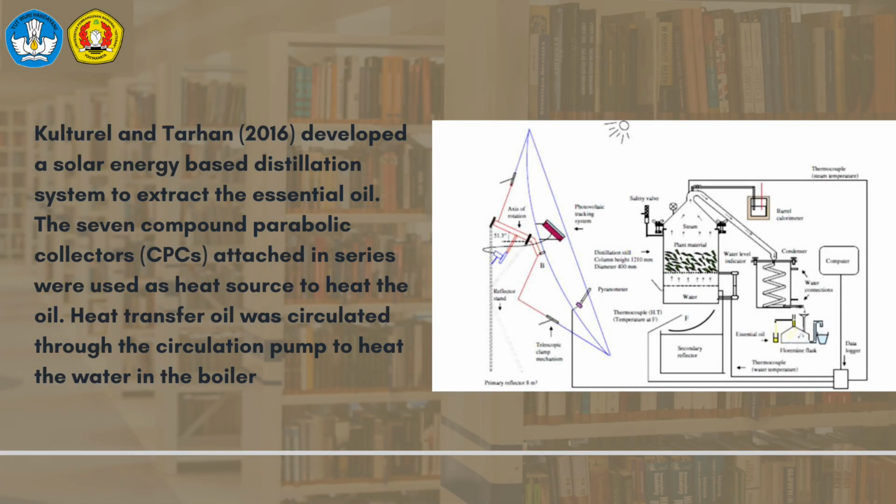Okay, next, according to Kultur and Tarhan, 2019, developing a solar energy-based distillation system to extract the essential oil. The system has seven compound parabolic collectors, or CPCs, in series, which will heat the thermal oil. Heat transfer oil was circulated through the circulation pump to heat the water in the boiler. The experimental setup is shown in the next picture.